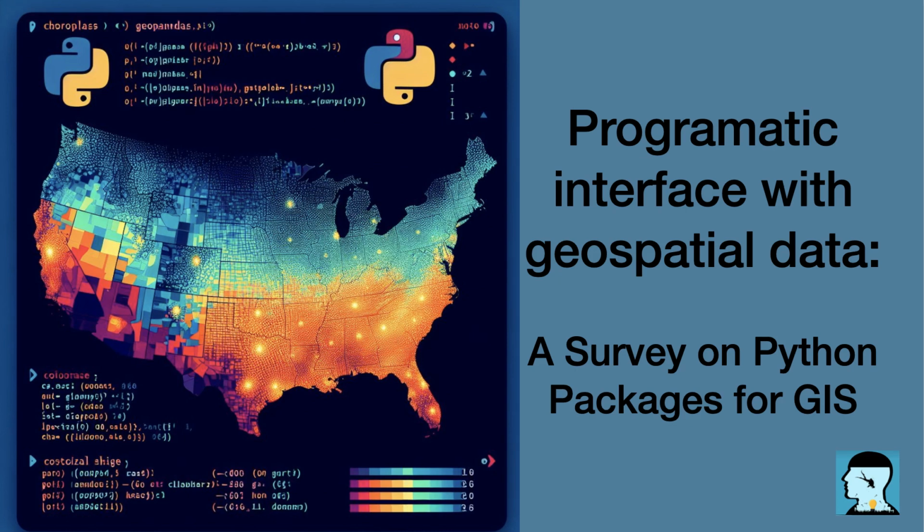1. Scikit-learn. Scikit-learn is a popular machine learning library in Python that provides a wide range of algorithms for classification, regression, clustering, and dimensionality reduction. It can be used for tasks such as land cover classification, species distribution modeling, and predicting urban growth.